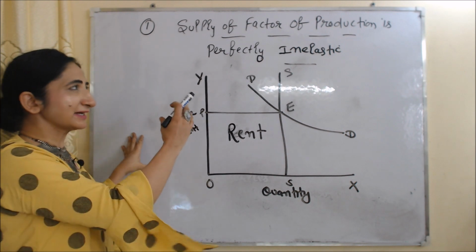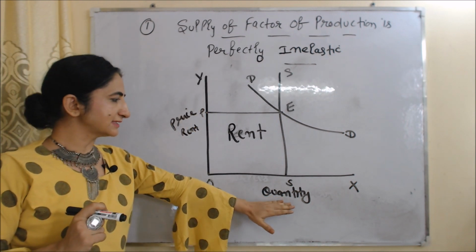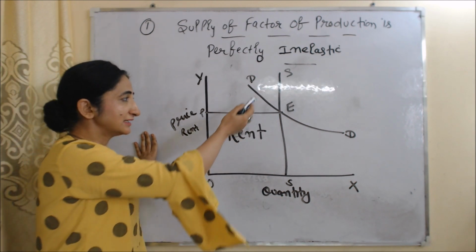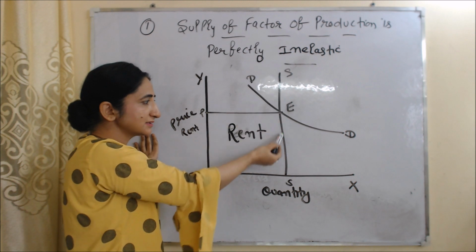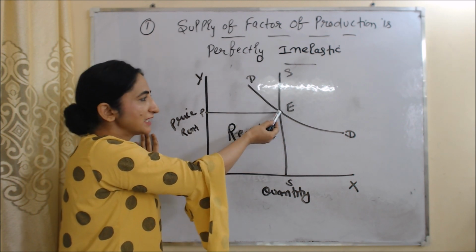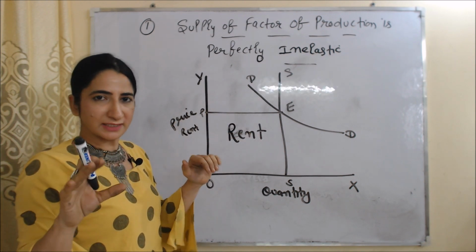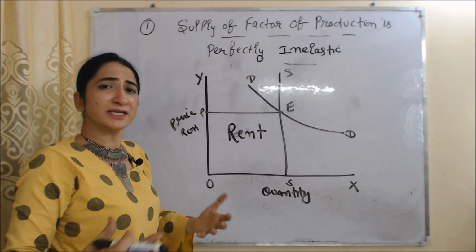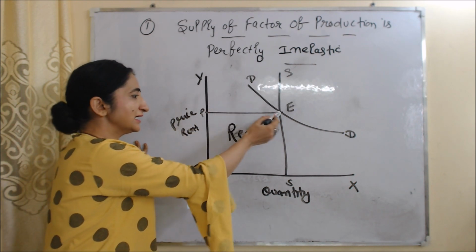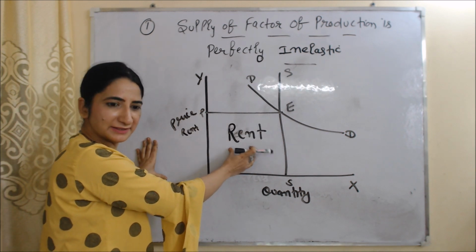Now we will see the diagram when supply is perfectly inelastic. In this diagram, on the x-axis we have quantities, on the y-axis we have price or rent. DD is the demand curve, and this SS is the supply curve, which represents that our supply is fixed, our supply is constant. E is our equilibrium point. At this equilibrium point, our transfer earning is zero and our entire earning, or we can say our actual earning, is equal to OPES. And this entire actual earning is called our rent.